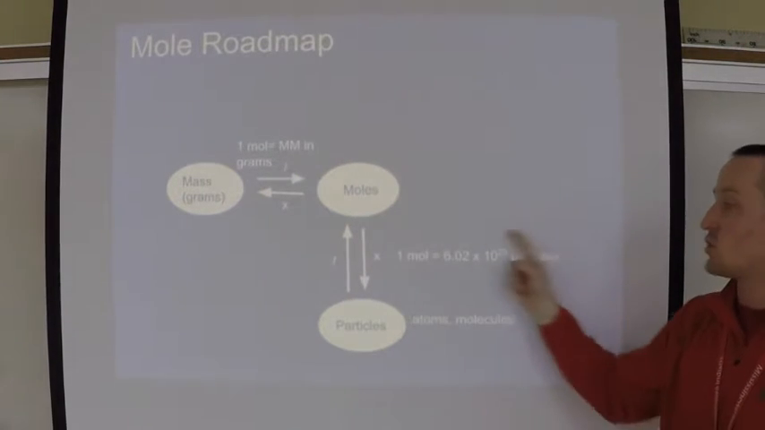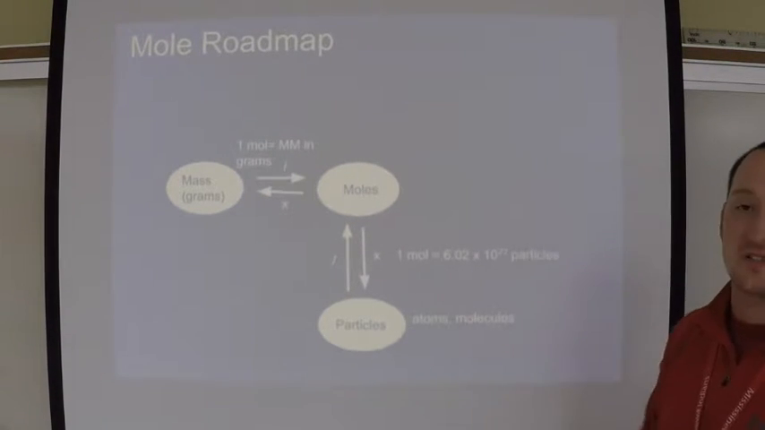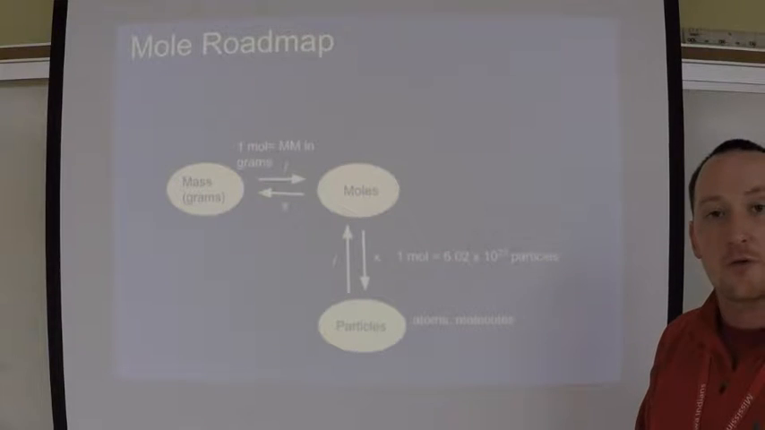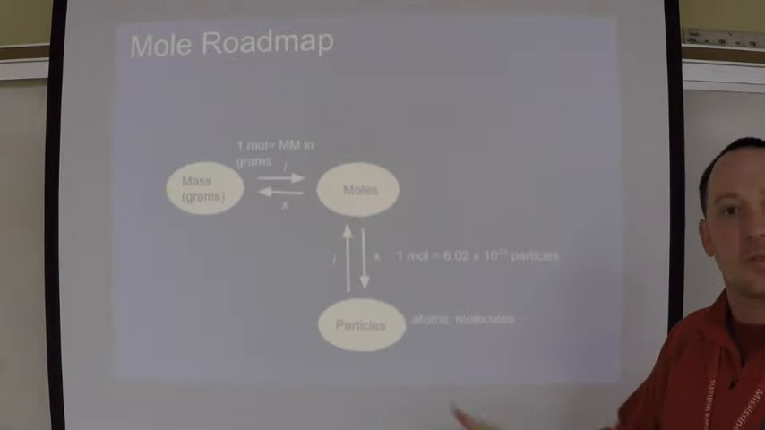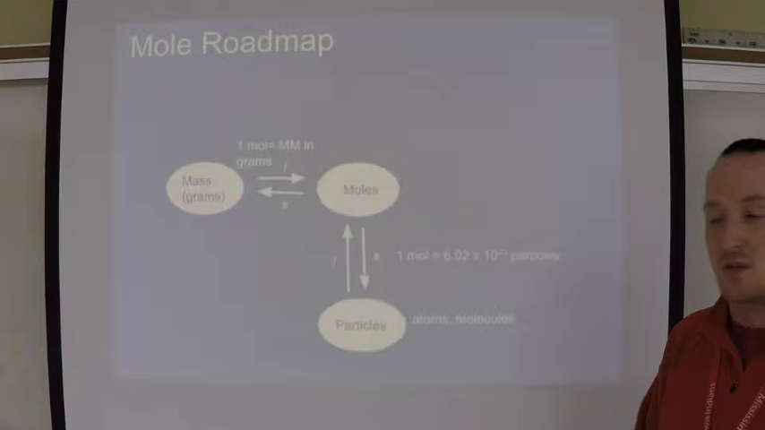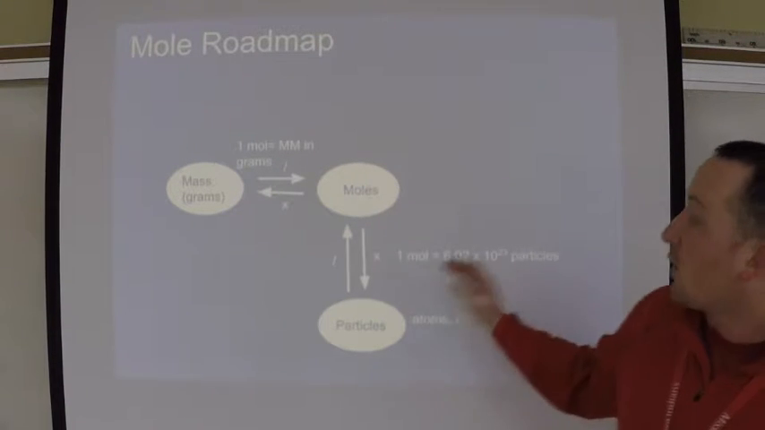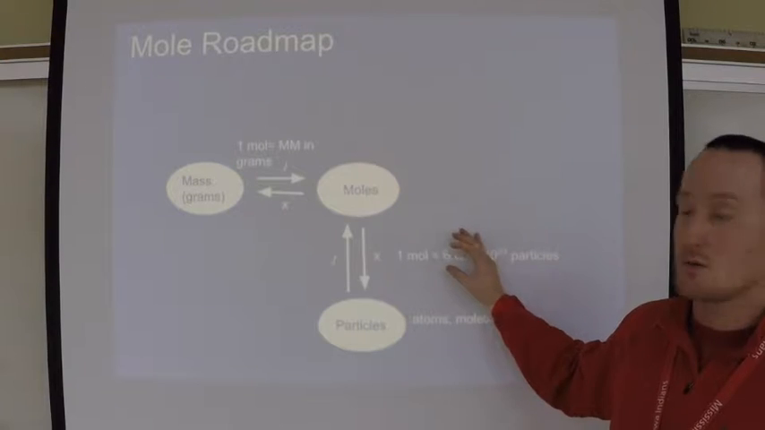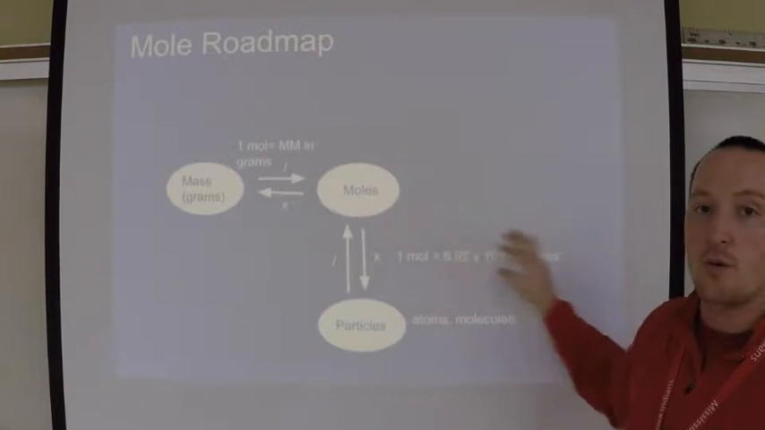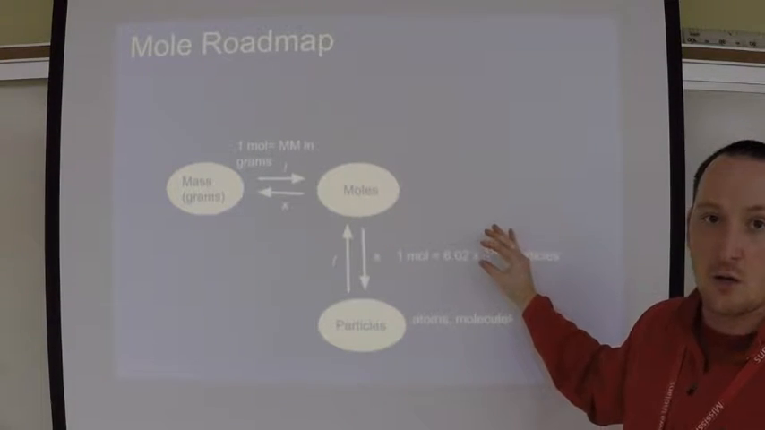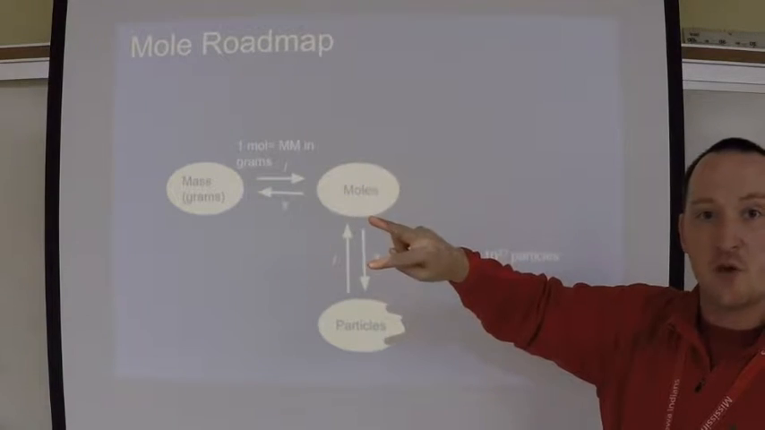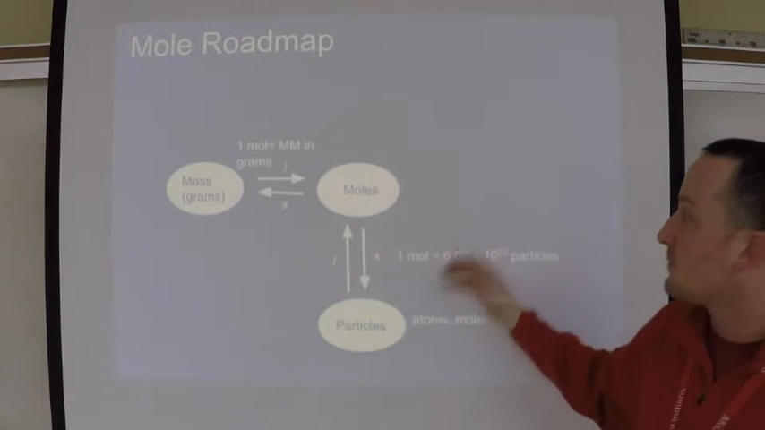Now, this conversion will never change. 1 mole is always 6.02 times 10 to the 23rd particles, or atoms, or molecules, depending on if your substance is a molecule or an atom. So this conversion will never change. Going between moles and particles will always be the same conversion factor. It just depends on which way we put the fraction. Do we put 1 mole on top or on the bottom?